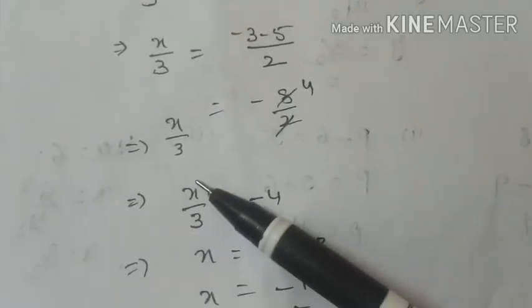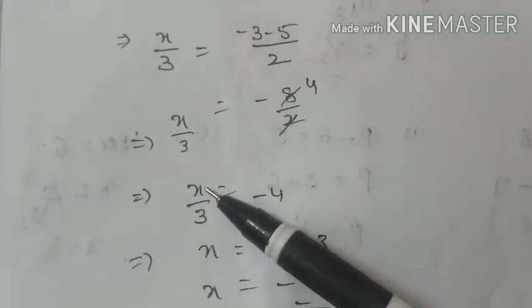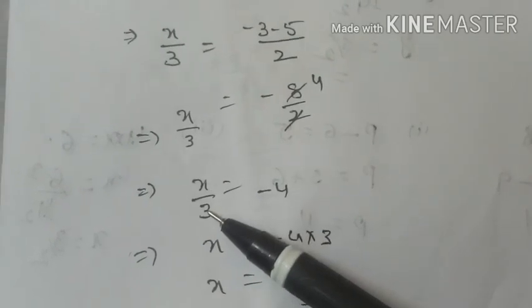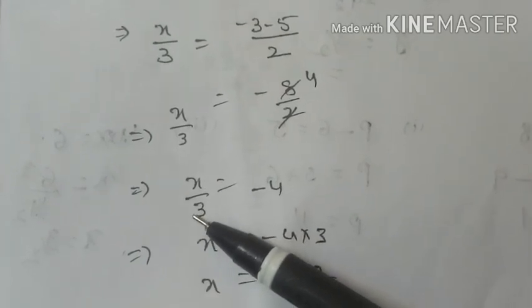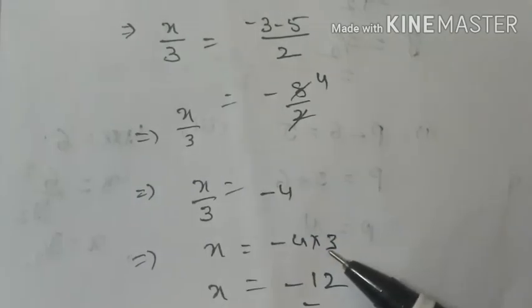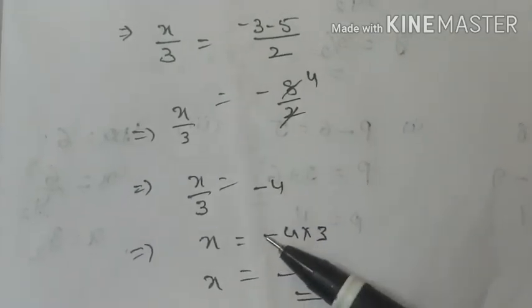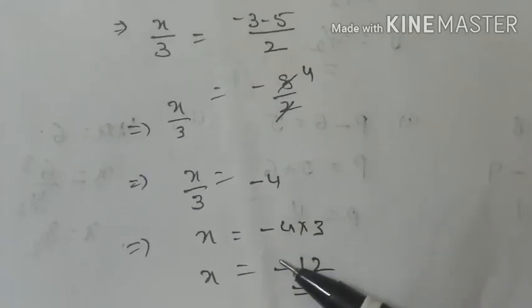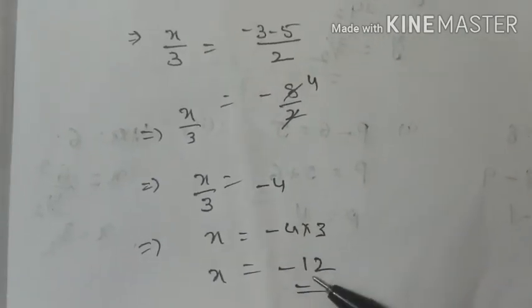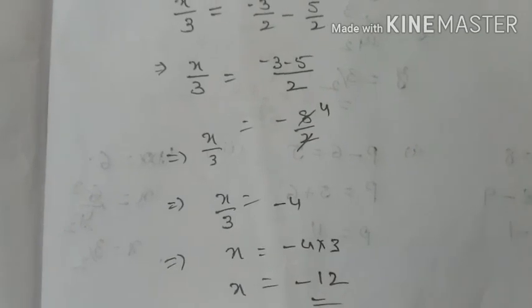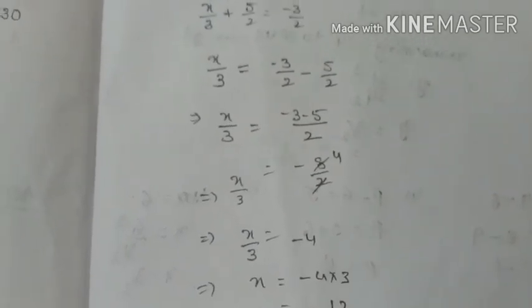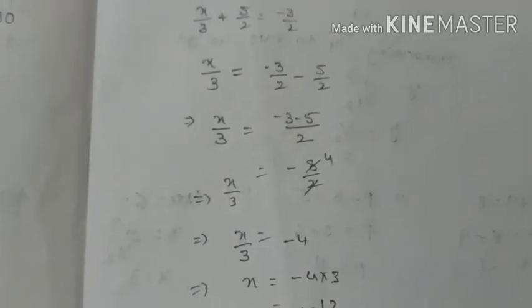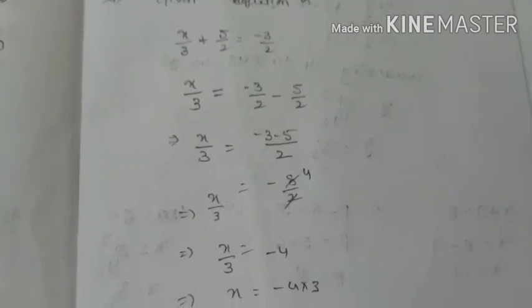So here we want to find only x. So 3 is dividing x. If you transpose 3 from LHS to RHS, it becomes multiplication. So minus 4 into 3. So 3 fours are 12. Already have minus, just keep it. That is x is equal to minus 12. So in this way we have to find the unknown value, that means variable values in linear equations.